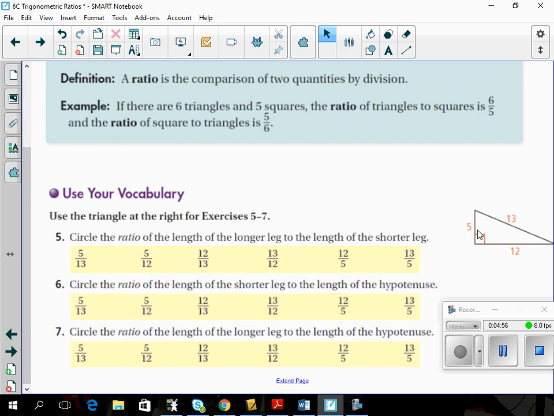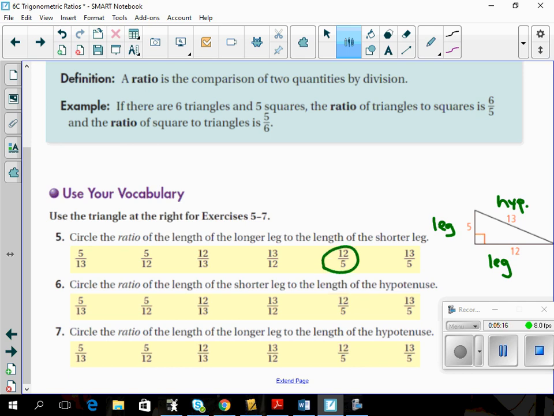Longer leg over shorter leg would be 13, is on a leg. 13 is the hypotenuse. So it'd be 12 over 5. Good. We're talking about legs. Remember that this guy is a leg, this guy is a leg, and this guy is the hypotenuse. Do you agree? Okay, so longer leg over shorter leg is going to be 12 over 5.